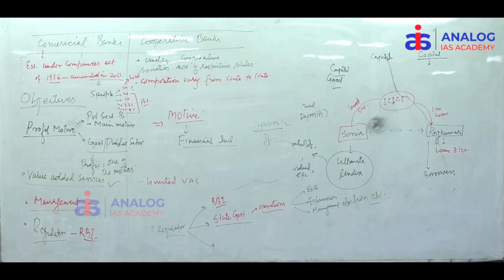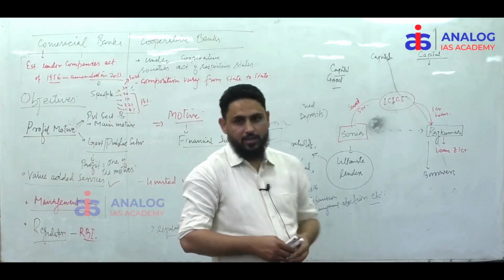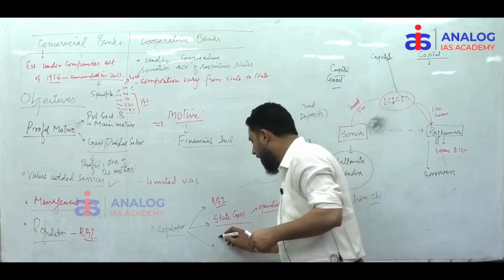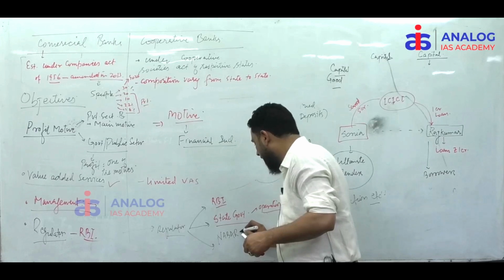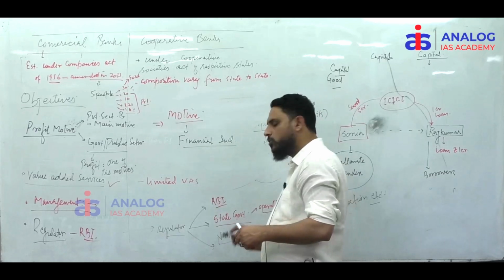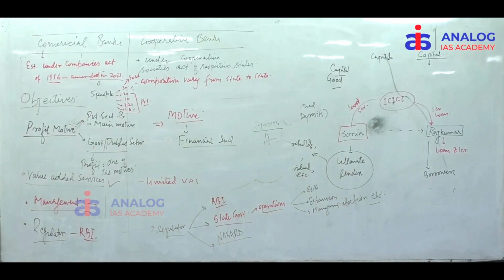Okay. Then, if a cooperative bank is lending to the agriculture sector, then NABARD comes into play. NABARD also regulates their lending to the agriculture sector. NABARD is also a regulator of cooperative banks, and it regulates the lending norms related to the rural and agriculture sector.